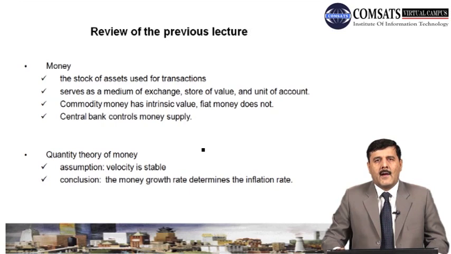After that, we talked about types of money, and we said that there are two kinds of money in an economy: fiat money and commodity money. Now, what is the difference between these two types of money? Fiat money is that money which has no intrinsic value, like paper money. Such a type of money is known as fiat money in the economy. Second is commodity money. Commodity money is that money which has some intrinsic value, like gold, for example.